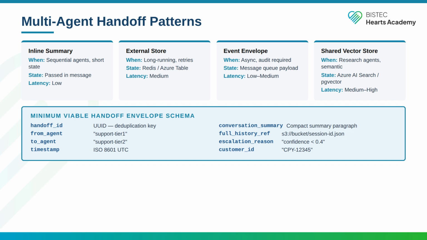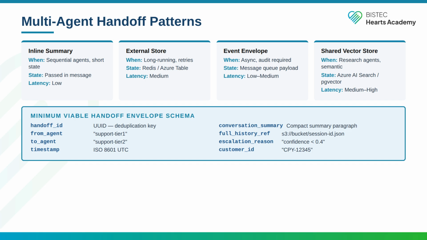The full history ref is a pointer to the complete conversation stored in blob storage. Tier 2 can retrieve it if needed, but doesn't have to pay the token cost of loading it by default. The escalation reason tells the Tier 2 agent and the human reviewer exactly why the escalation happened.